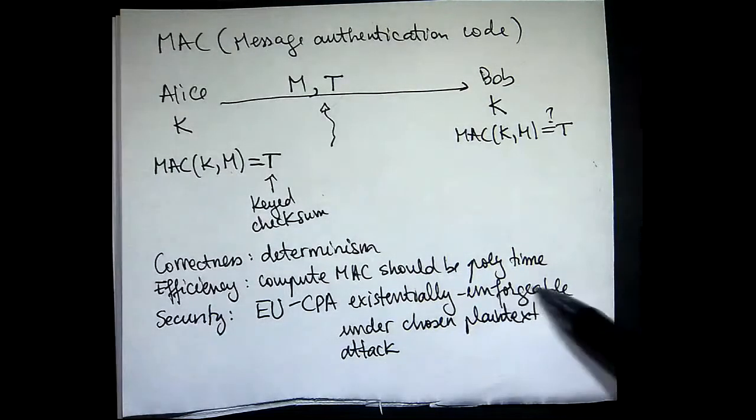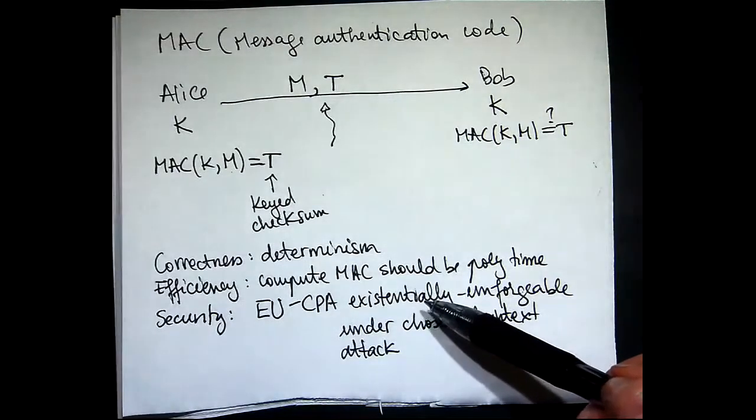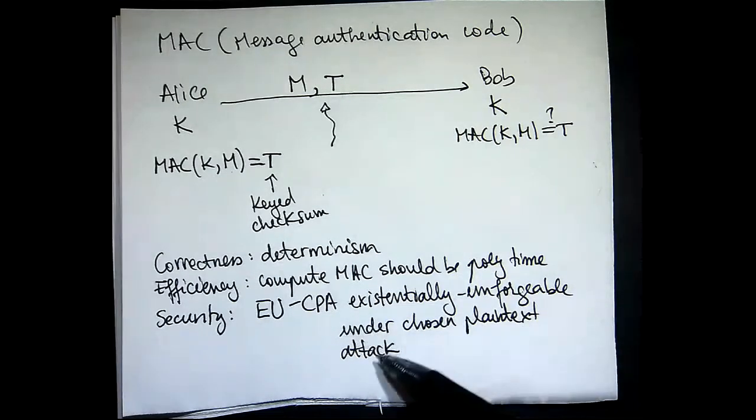The point is that the MAC should be unforgeable. Existentially, namely, there should not exist any message for which the attacker can forge a MAC. And then under chosen plaintext attack, it's because, exactly like in IND-CPA, we allow the attacker to play a little bit with chosen plaintexts and get their MACs.